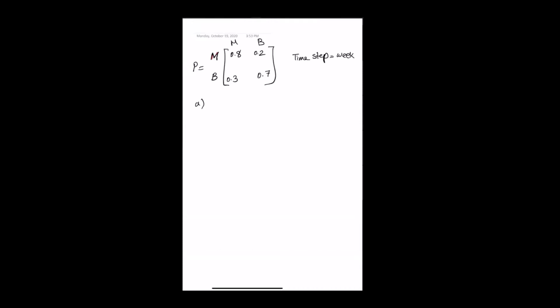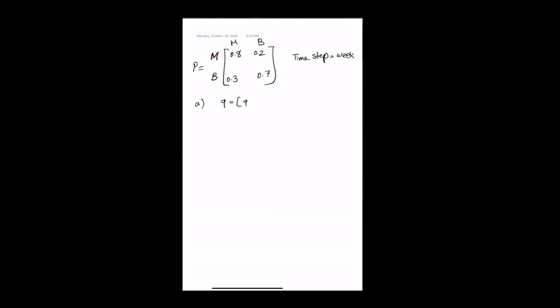So I say market share right now is 50% for restaurant M. That means if I pick any person in this city randomly right now, what is the chance that the person is eating in restaurant M? 50%. That's the market share. So that's basically vector Q.